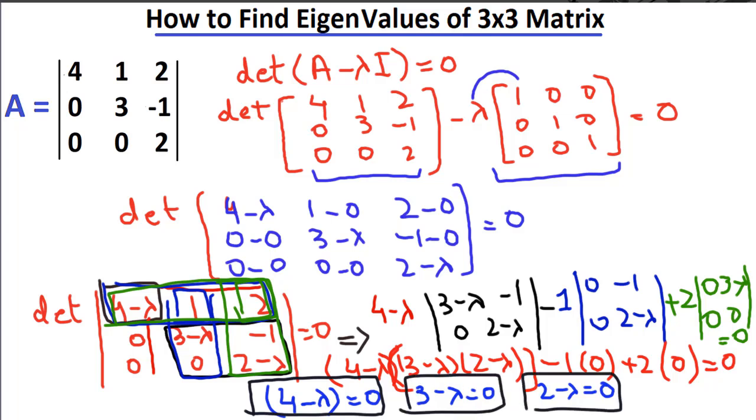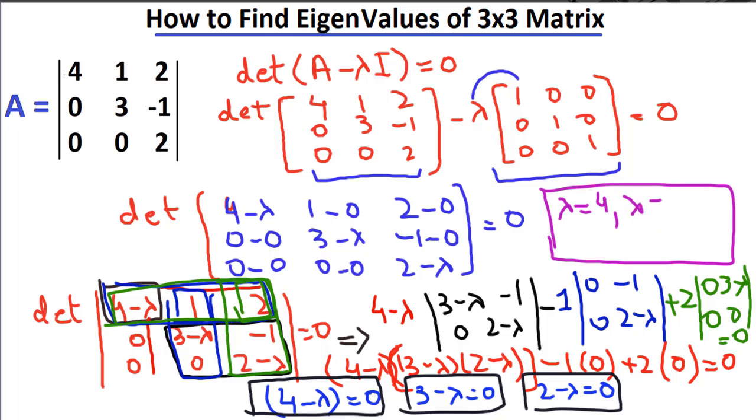So the final values of lambda will be, if I write them here, 4 minus lambda is equal to 0. It means the value of lambda 1 will be 4. Then 3 minus lambda is equal to 0, so lambda is equal to 3. And 2 minus lambda is equal to 0, so lambda is equal to 2. So these are the eigenvalues of the given matrix.